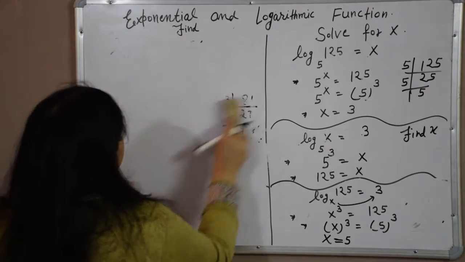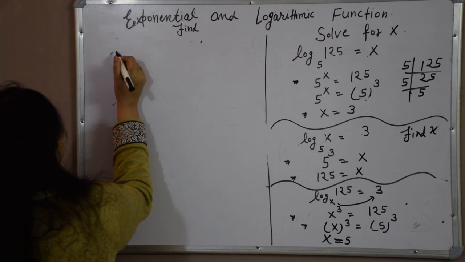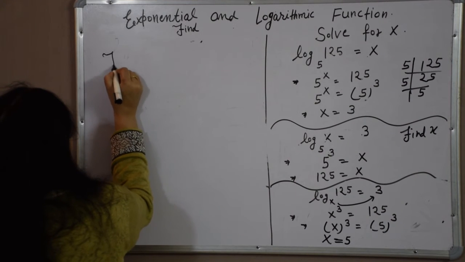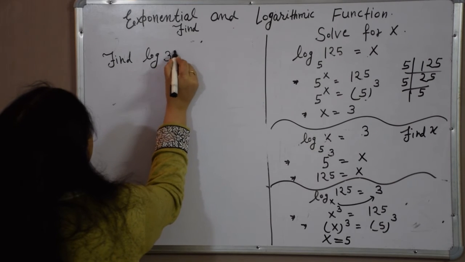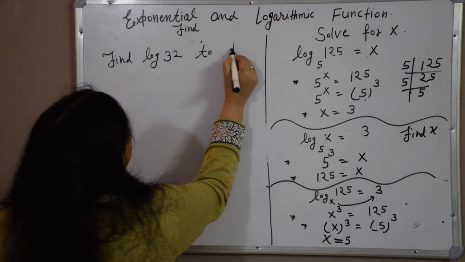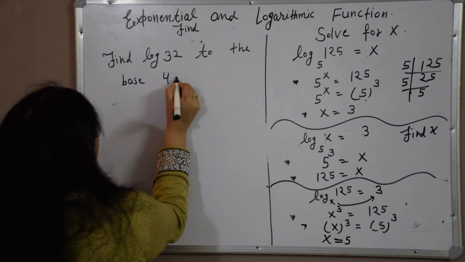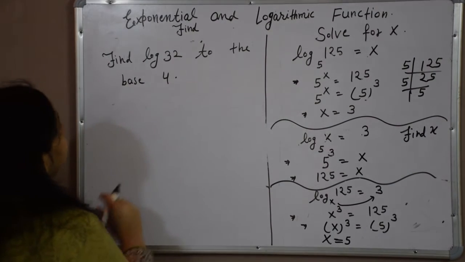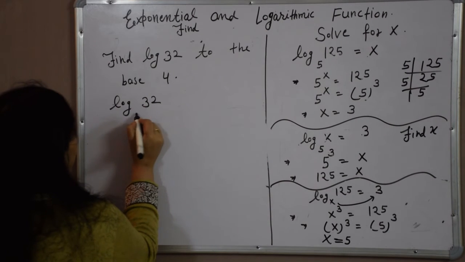Now see, find log of 32 to the base 4. Now log of 32 to the base 4. We need to find log of 32 to the base 4.